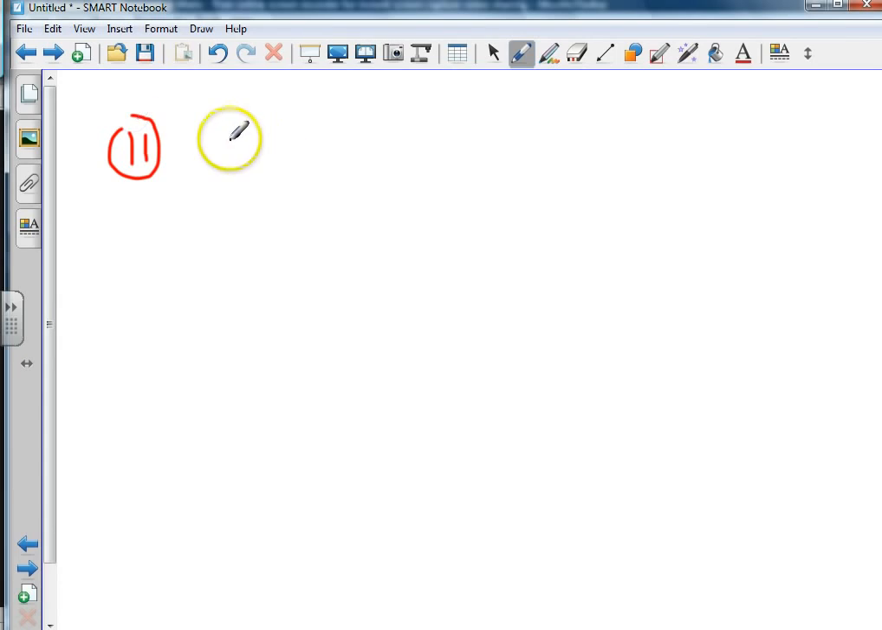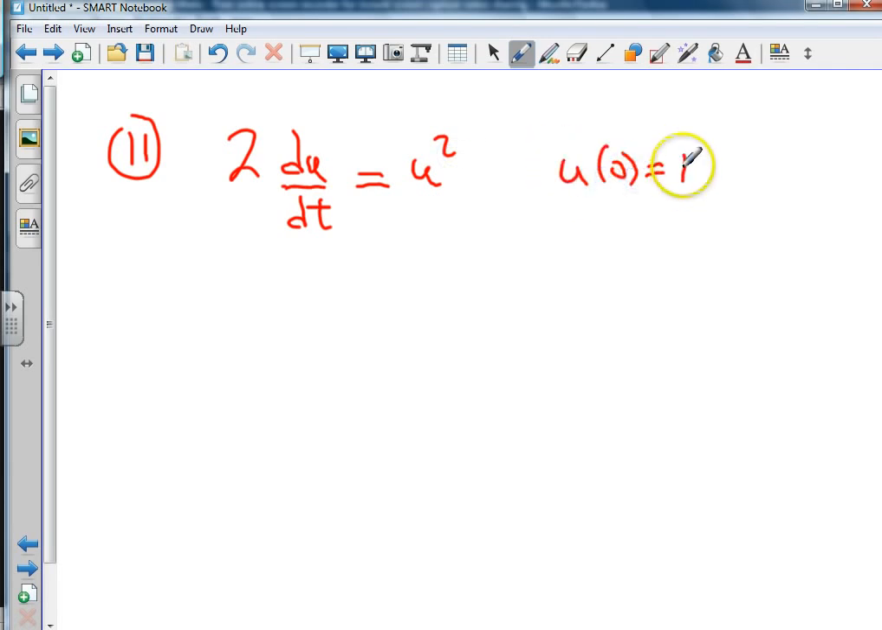11 says that 2 du dt, or u prime, remember u prime means time derivatives, equals u squared, and u of 0 is 1. So how do you separate the variables now? Switch them, right. In other words, bring down u squared and bring up dt. Is that okay? All right, so I got 2 du over u squared equals dt.